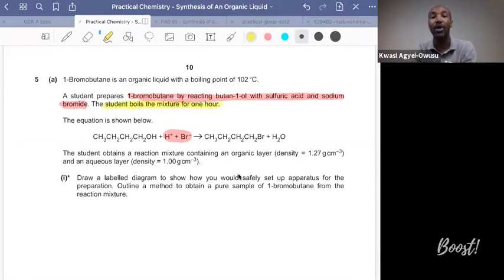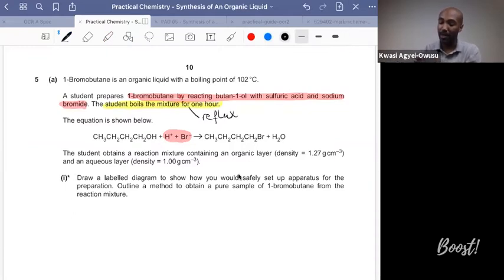If you're going to be boiling a mixture of liquids for an hour, then you're going to need to reflux. Otherwise, you're going to be losing solvent, you're going to be losing reactant, you're going to be losing product. So that yellow clue there is very important. That suggests you're going to be refluxing.